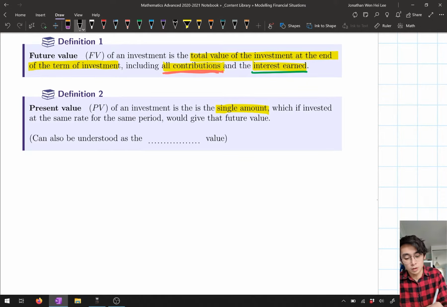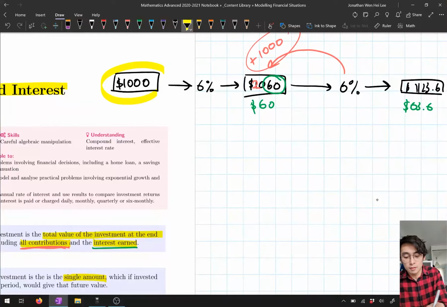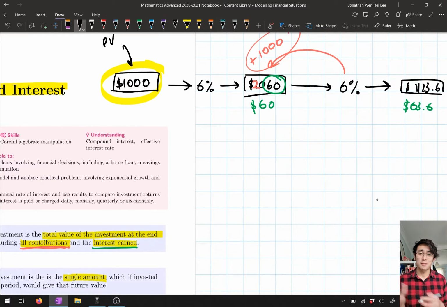This can also be understood as the initial value. And so the present value is just what amount do we start off with at the beginning. So here, this is the $1,000. This is just your present value. So our starting amount that we get before the end of the investment. So present value, you can think of it as just the starting amount or the initial value that we have in the account.